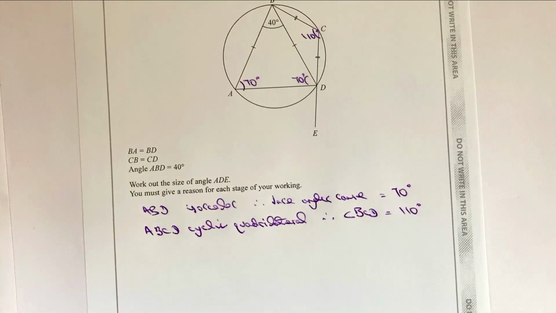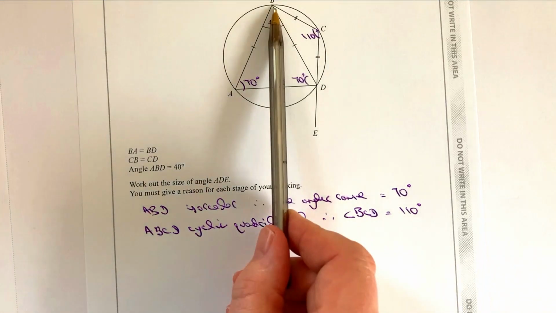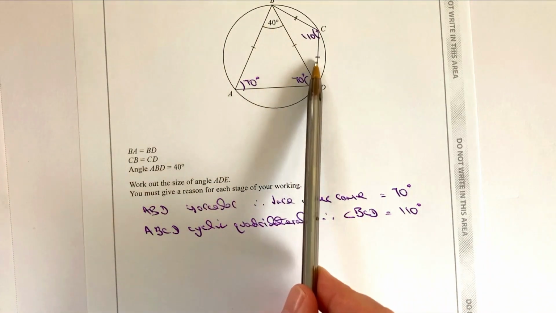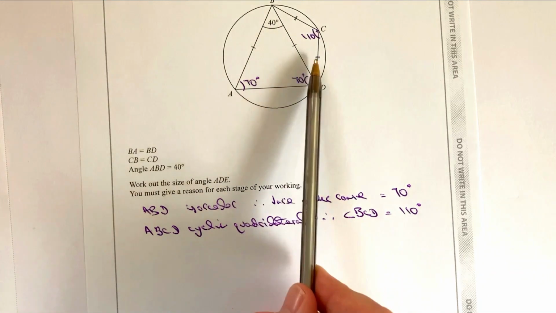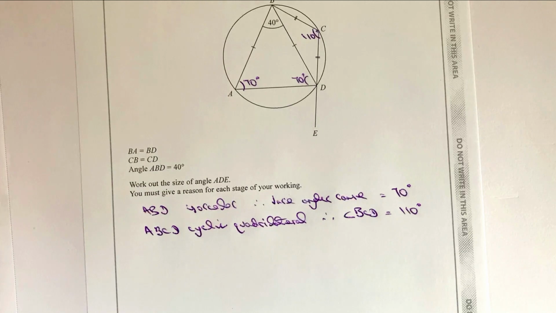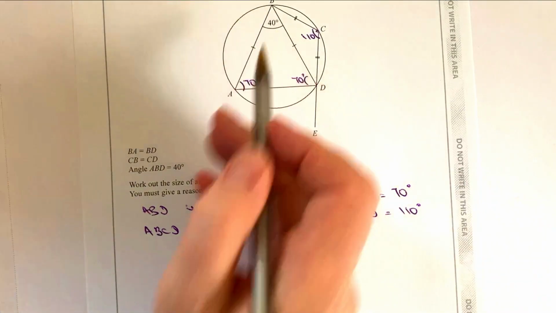Okay, so those are a couple of reasons, and that will give us this particular angle. Now, you might well have spotted that BCD is also an isosceles triangle because of these two little lines here, and it does tell you in the text as well. So if BCD is an isosceles triangle, it means again that the base angles are the same. So that one is the same as that one.